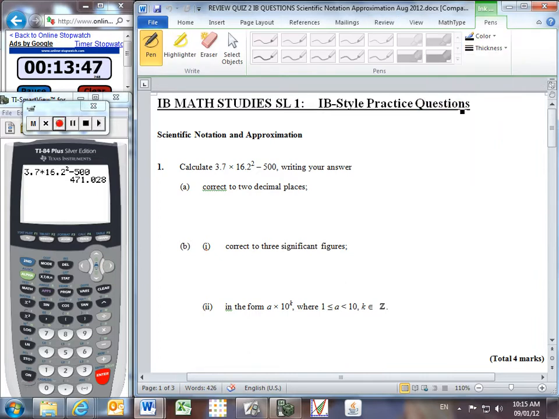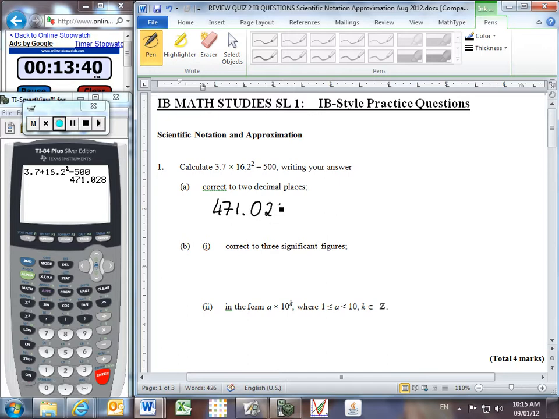Okay. So to correct to 2 decimal places, here's our original number, 471.028. 2 decimal places means that we simply count 2 places after the decimal, and that will be our cutoff to the number. So we need to look at the number just to the right side of the cutoff. Since it is 5 or greater, this 2 will round up. And so it becomes 471.03, and now that is written to 2 decimal places.